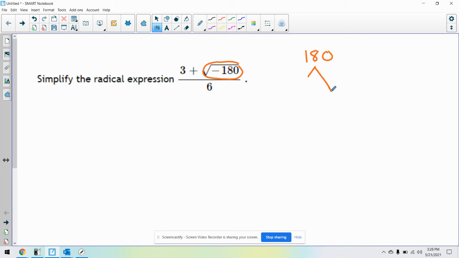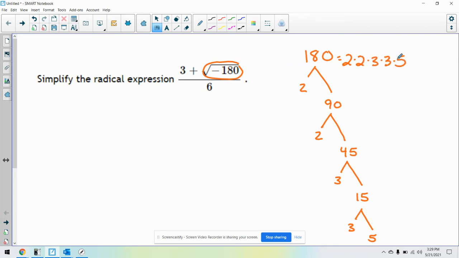So 180 can be written as 2 times 90. Looking for more prime numbers: 2 is prime, can't go any further. Looking for prime numbers now that divide 90. This can be written as 2 and 45. Okay, I can keep going with 45. This can be written as 3 and 15. So these are prime, prime, prime. Now I can multiply 3 and 5 to get 15. So now 180 is the same thing as saying 2 times 2 times 3 times 3 times 5. That's called its prime factorization.